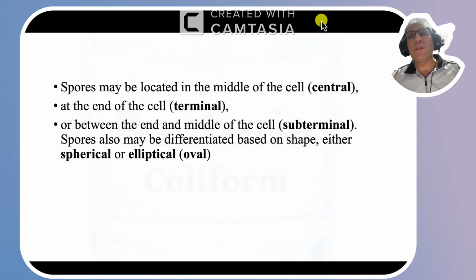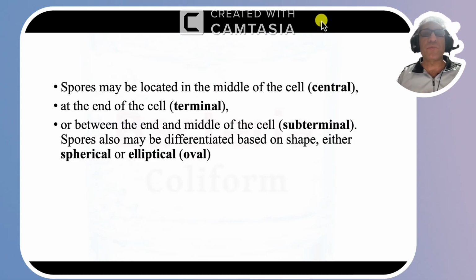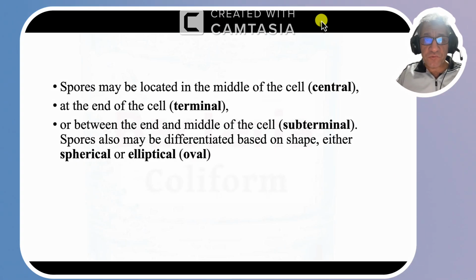Of course, after you do staining, under the microscope you may find the spores located in the middle, which is called central, or at the end of the cell, which is called terminal, or maybe between the end and the middle, which is subterminal, of course. This is the location of the spores.